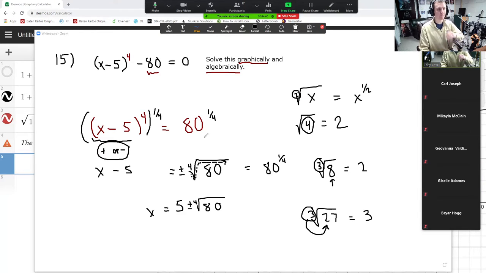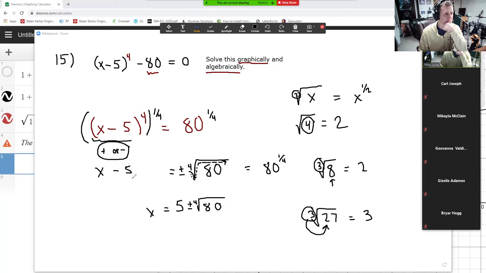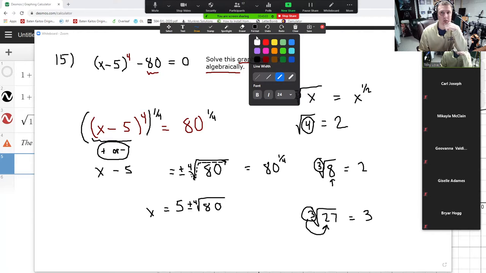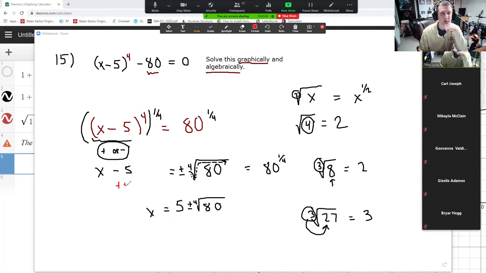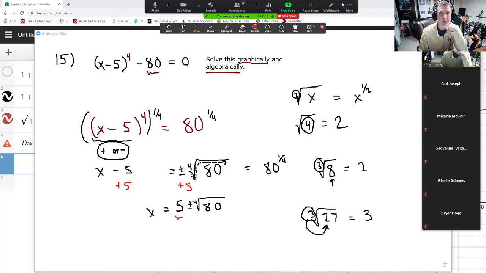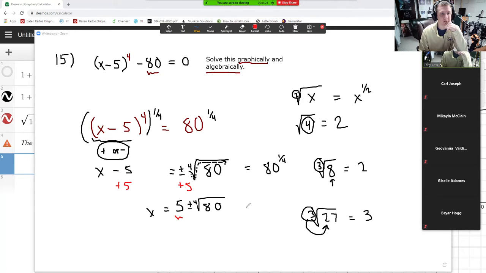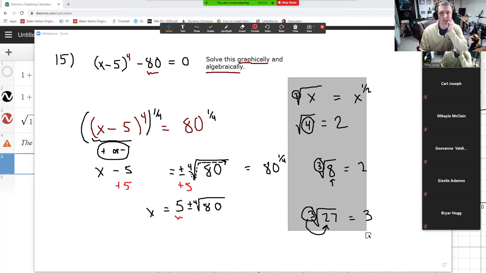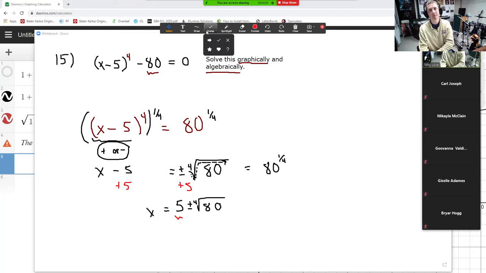So for this one, why did we add 5? On the left-hand side, we took the fourth root, and we did the same thing on the right-hand side. And then we mysteriously added 5. Well, that's because we want to get the x by itself. So we have 5 plus or minus the fourth root of 80. And maybe that's where your question is, really: why do we have that plus or minus? It's this thing that happens with even powers.